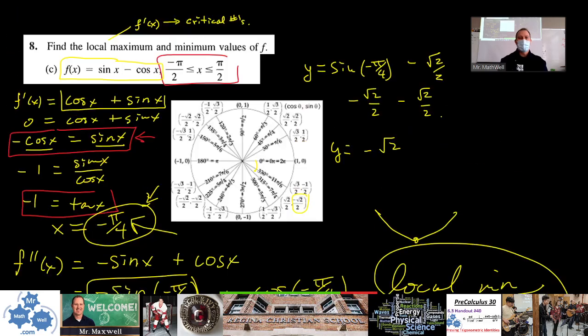Okay? So if you have to find local max or min, do sign analysis on the first derivative. Or find the first derivative, find the critical numbers, then find the second derivative, plug those critical numbers in, and do the second derivative test.